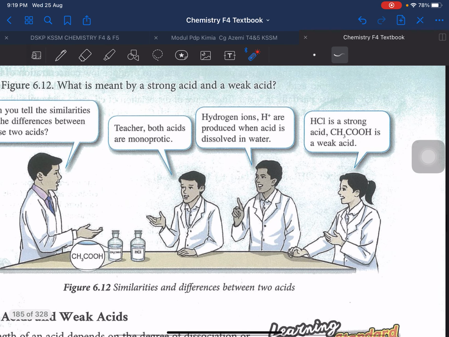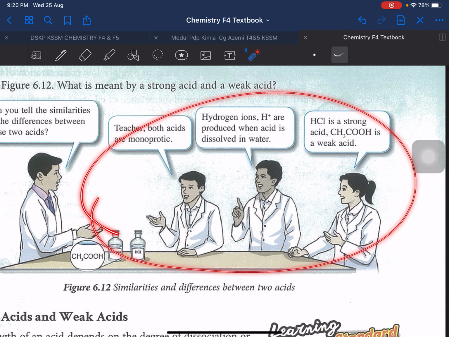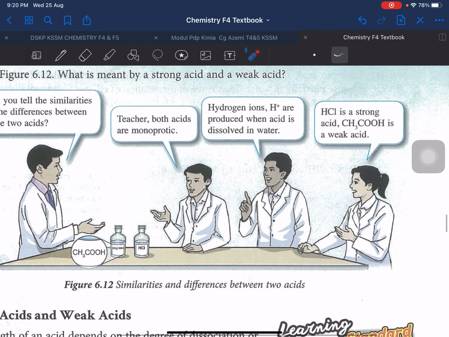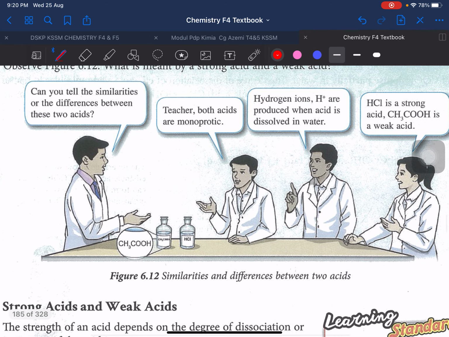And then what the student said, teacher, both acids are monoprotic. And then this one says, hydrogen ions are produced when acid is dissolved in water. And the girl said, HCl is a strong acid, CH3COOH is a weak acid. So actually all of the answers given from the students are correct. Betul lah semua jawapan, and so far you know that kedua-dua asid ini adalah acid monoprotic. So how do you know? Macam mana tahu bahawa ini dua adalah acid monoprotic?